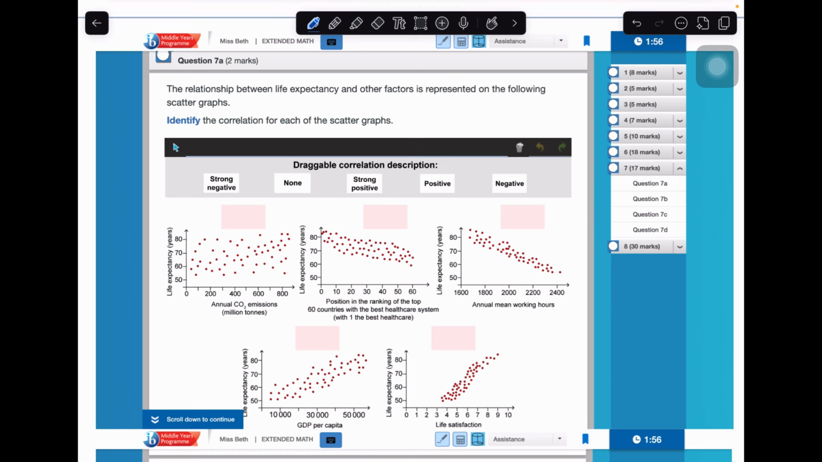For question 7a, we have the relationship between life expectancy and other factors represented on the following scatter graphs. Identify the correlation for each of the scatter graphs. The first one would be none. I cannot see any general trends there. The second one is definitely negative. I need to decide between strong negative or just negative. If I look at the one to the right of it, I can see that is a stronger trend. So this would be negative, and then this would be my strong negative.